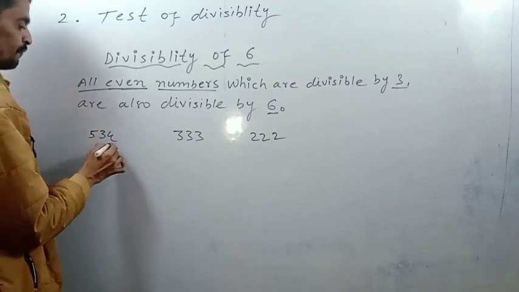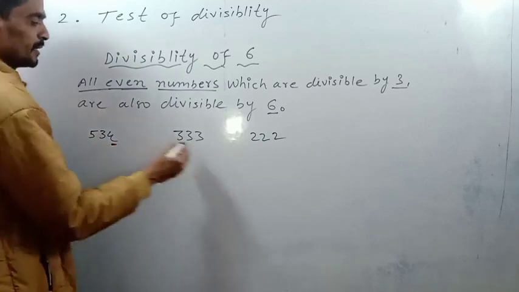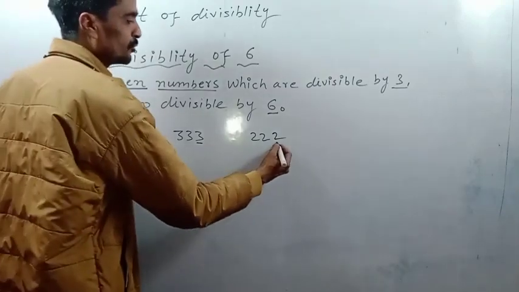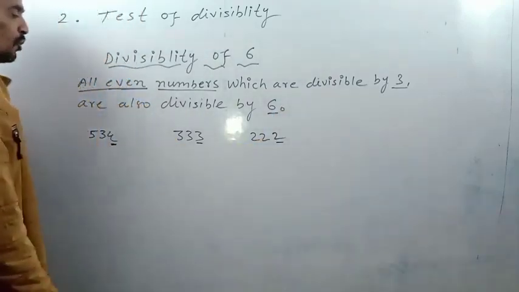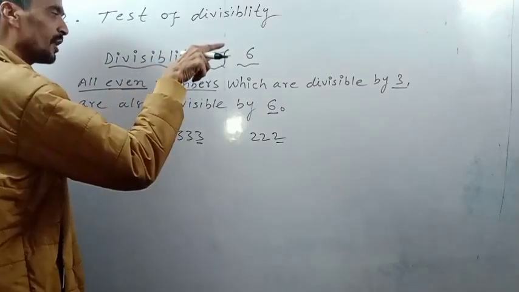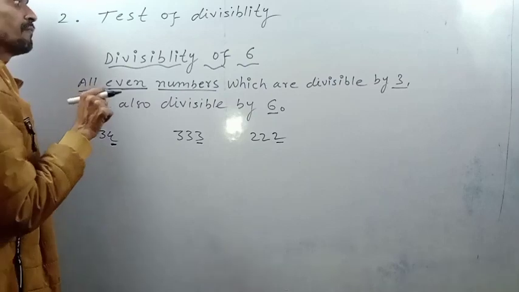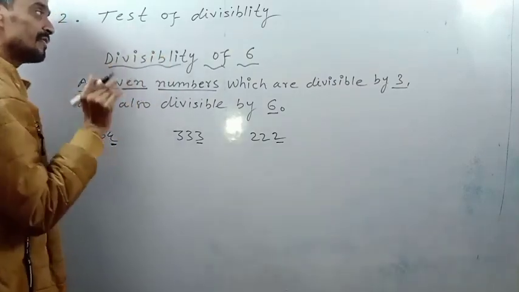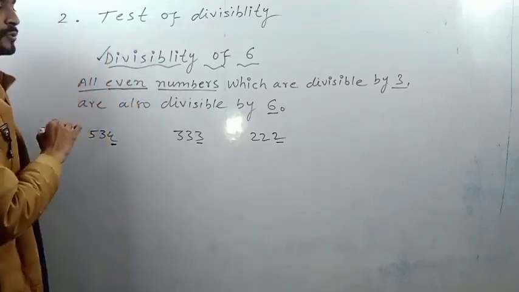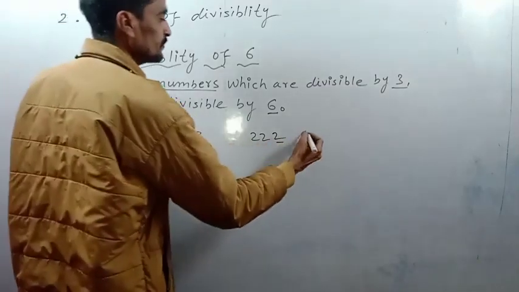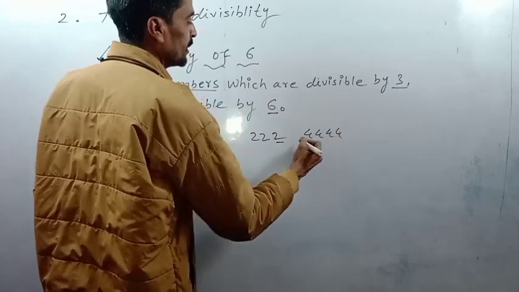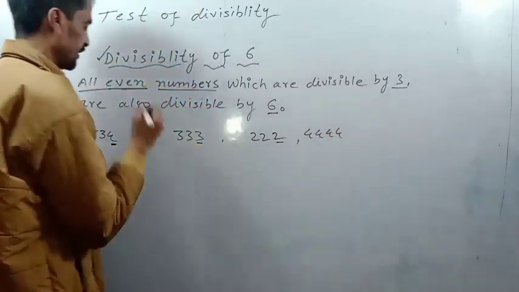So here 4 is in the unit place, it is even. 3 is in the unit place, it is odd. 2 is in the unit place, it is even. So all even numbers which are divisible by 3 are also divisible by 6. Then that number satisfies the divisibility of 6. So here 4, 4, 4 and 4. I have taken another number here for information.